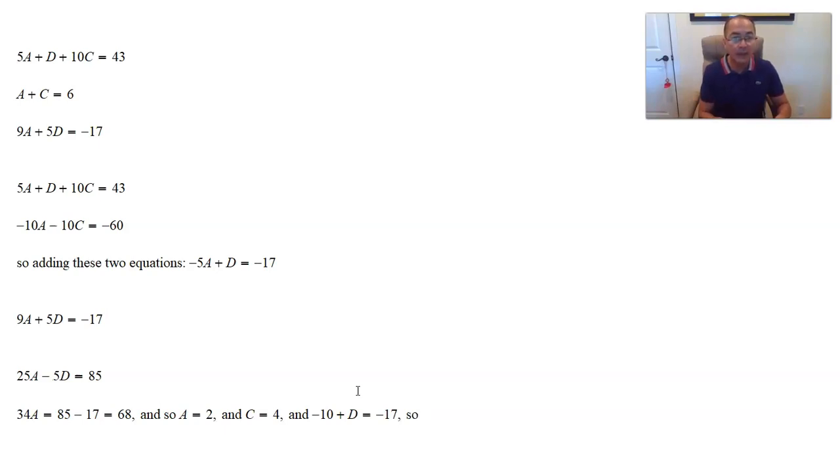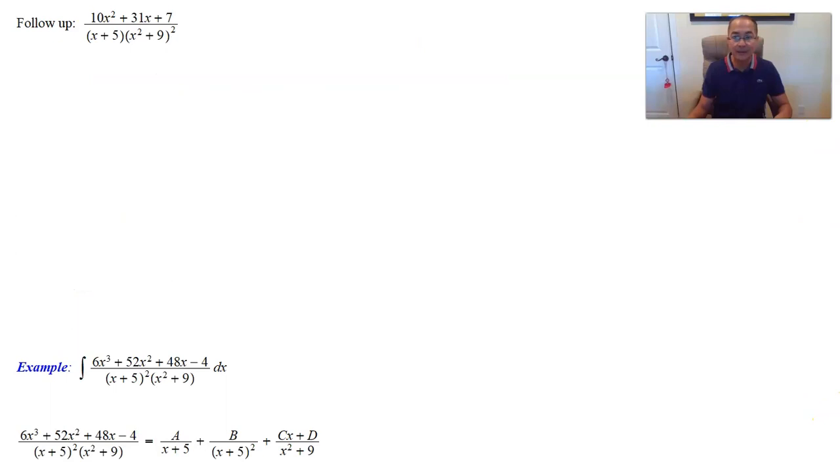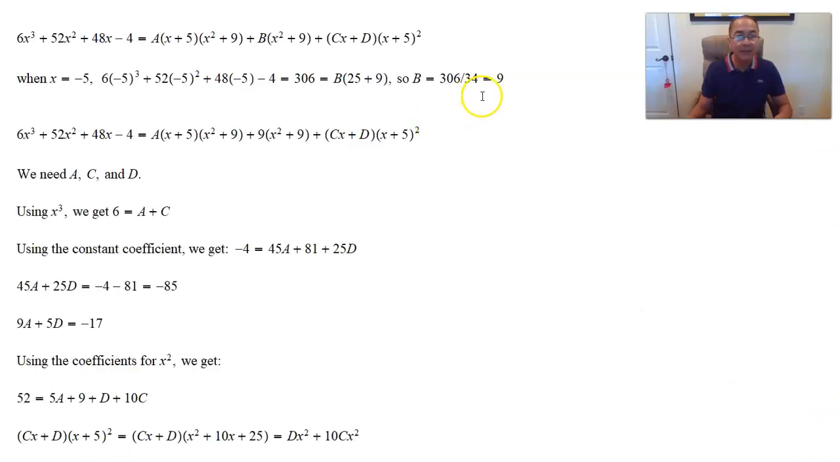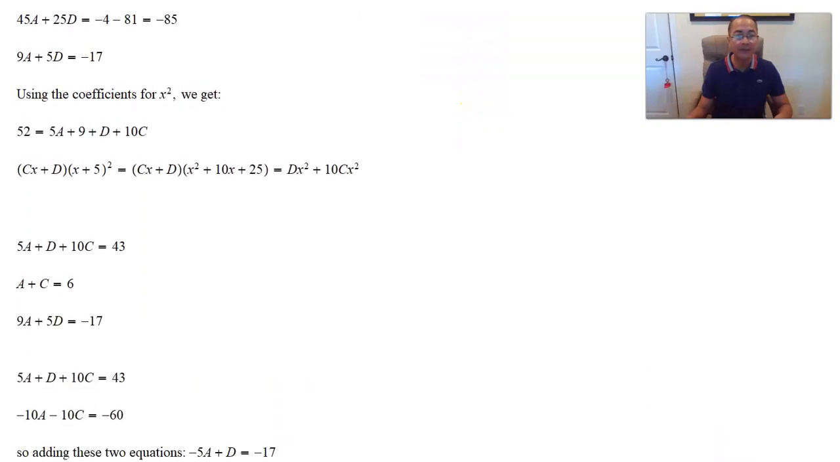So, let's just make sure. a is 2, minus 10 plus d, and minus 17 on the right. So d is minus 7 plus 10, negative 7. All right, so we got a, c, and d. And what was b before? b, we said, is, get back here. b is 9. Okay, so let's write that down.